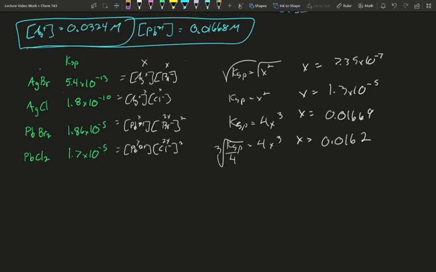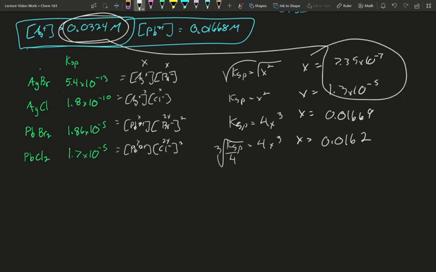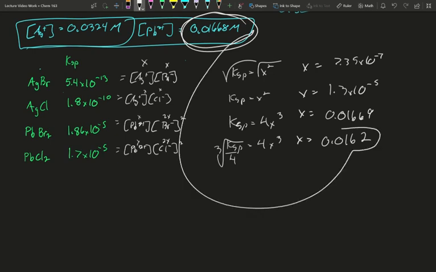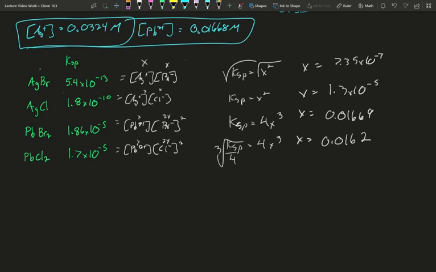When we go and compare it to our options, we needed our silver at 0.03, and neither of these are anywhere near 0.03. If we look at our lead, if that had been our original salt, 0.01668, well, the two of them are pretty close, but 0.01669 is closer than 0.0162. So within a little bit of error, it seems to pretty closely match this X value, which came from our lead bromide.